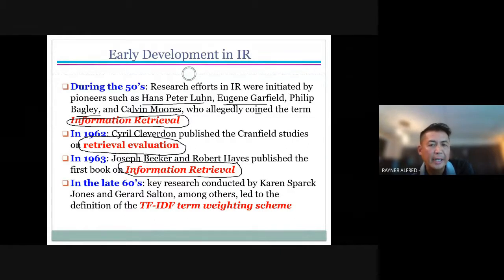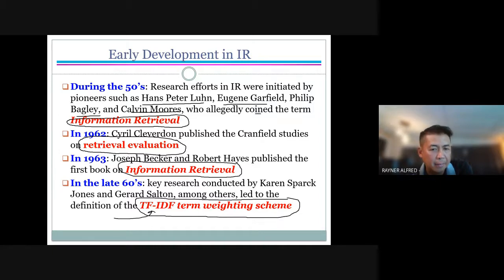And there are so many techniques used in order to retrieve the information. And one of the famous, commonly used techniques is called the TF-IDF term weighting scheme, which was introduced by Salton and the group. Okay, so we will learn how to apply this term frequency, inverse document frequency in evaluating our query.